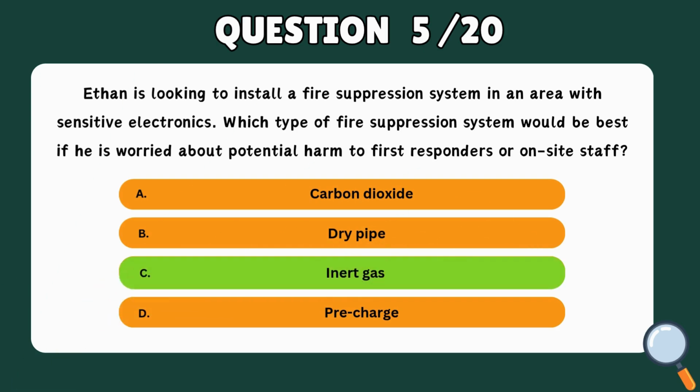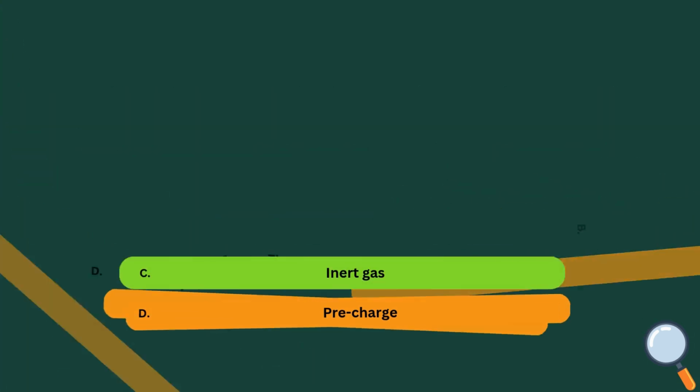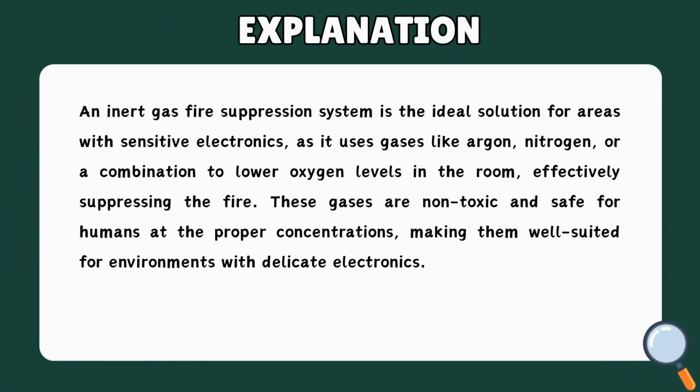Correct answer: C. Inert gas. An inert gas fire suppression system is the ideal solution for areas with sensitive electronics, as it uses gases like argon, nitrogen, or a combination to lower oxygen levels in the room, effectively suppressing the fire. These gases are non-toxic and safe for humans at the proper concentrations, making them well suited for environments with delicate electronics.